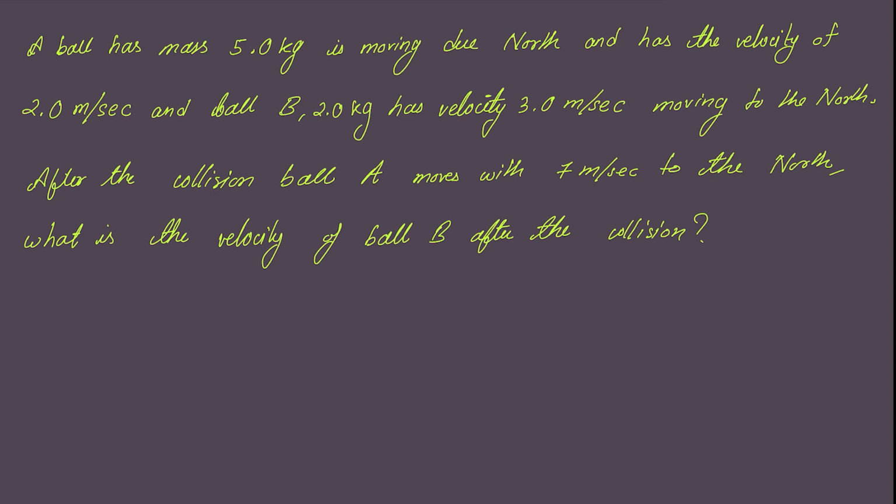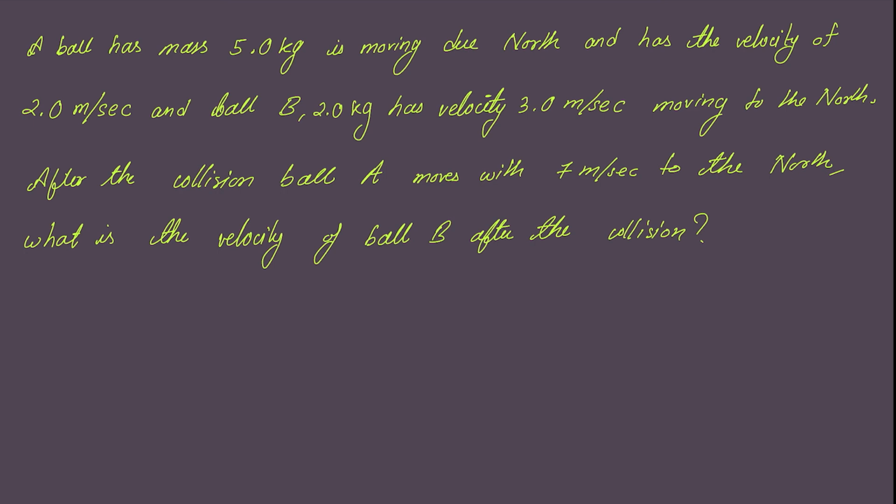Okay, so this is an example of one-dimensional motion, and actually momentum conservation in one-dimensional motion. You've got a ball that has a mass of 5 kilograms, and it is moving in a northward direction with a velocity of 2 meters per second.